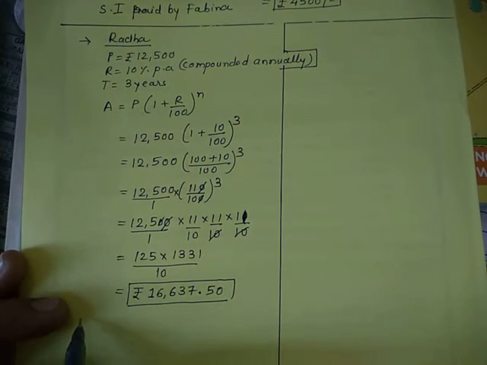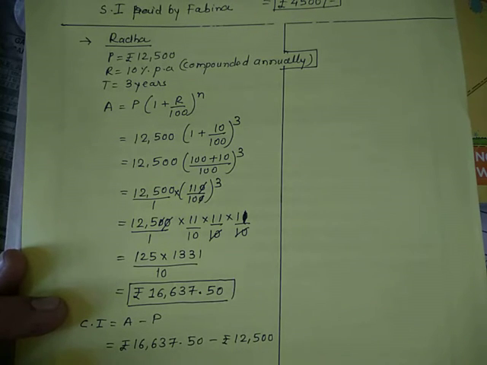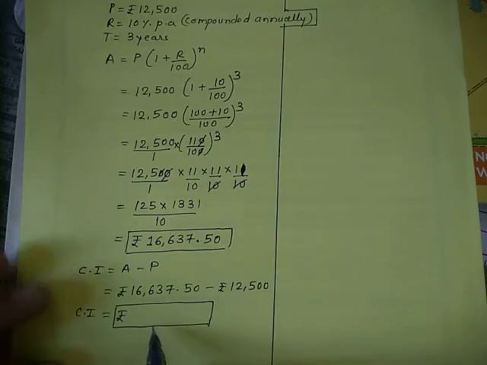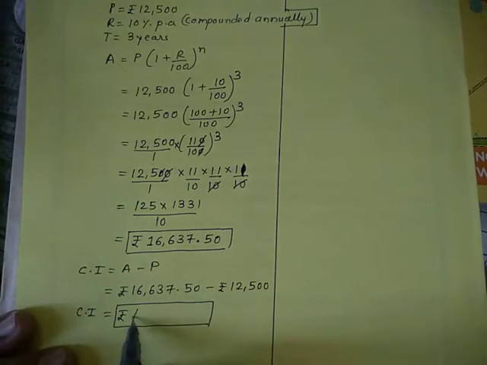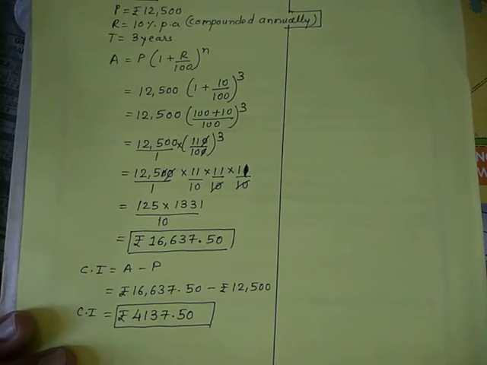So I need to find the CI, amount minus principal. So amount is rupees 16,637.50 minus principal amount, rupees 12,500. So I will get the total CI paid, the compound interest paid at the end of the 3 years. Can you help me out? It will be about 4,137.50. Clear?